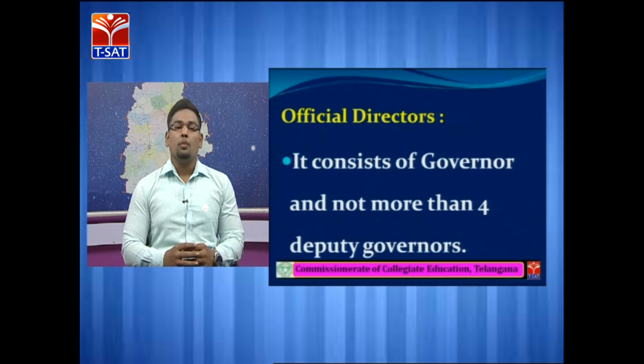Now, let's get to know about official directors. Official directors consist of a governor and not more than 4 deputy governors. It is a rule that there must be only 1 governor and the deputy governors must not cross more than 4. This rule was passed due to the Reserve Bank of India Act in 1934.